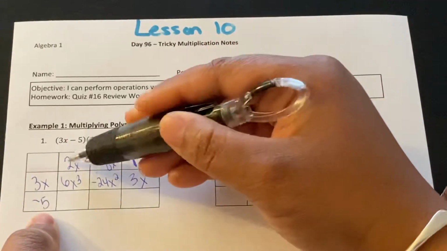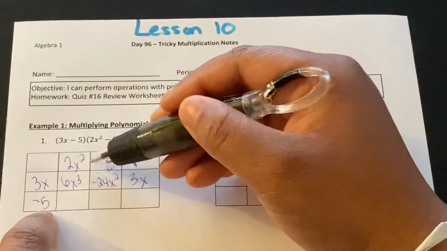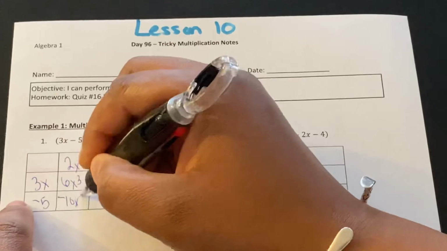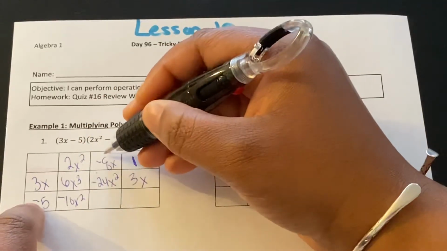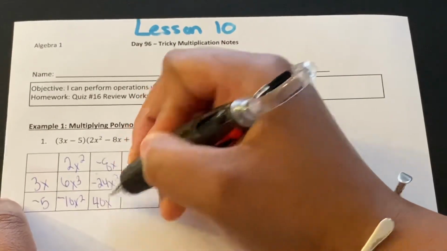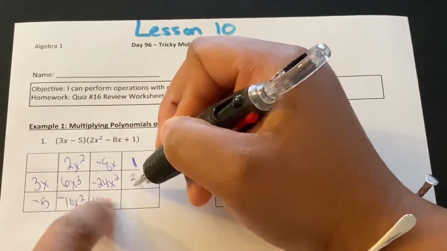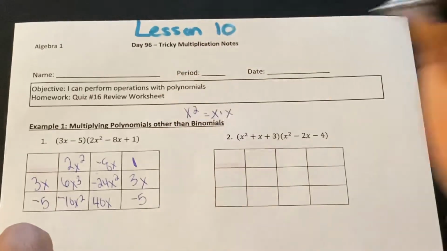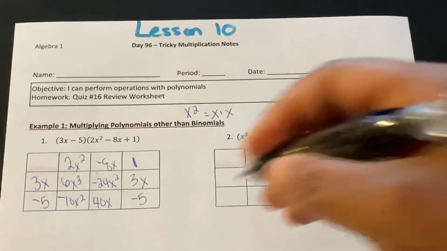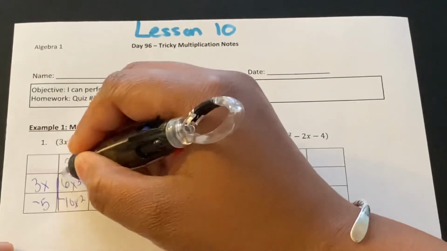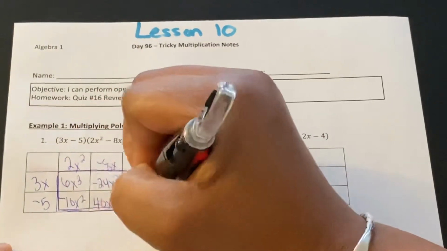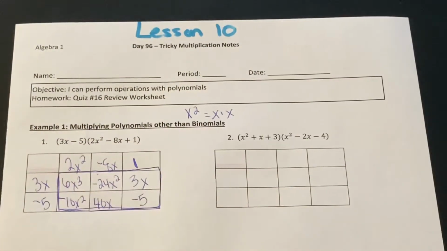Now I have to do the same thing, multiply negative 5 times all of these. Negative 5 times 2x squared is going to be negative 10x squared. Negative 5 times negative 8x is going to be 40x. And then negative 5 times 1 is going to be negative 5. The only thing that's different from what we've been doing is that there's more numbers. There's more numbers now. Okay?